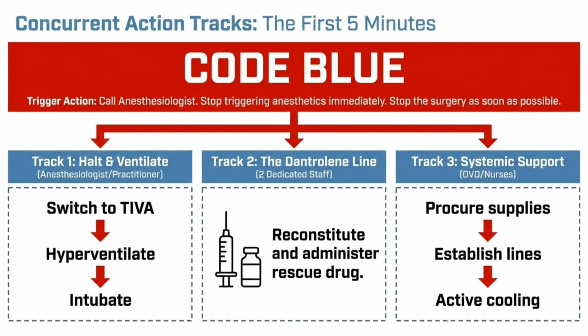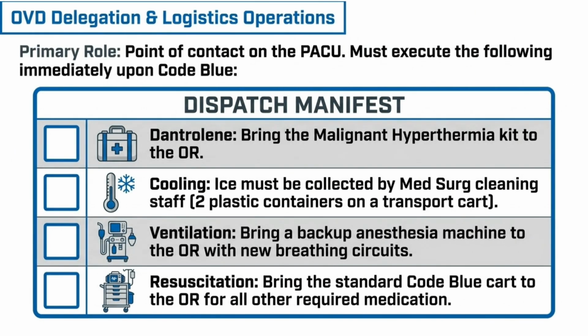Upon a code blue declaration, execute 3 concurrent action tracks: halt triggering agents and ventilate, prepare the Dantrolene line, and provide systemic support. OVD team members must immediately dispatch the manifest, bring the MH kit, cooling supplies, a backup anesthesia machine, and the standard code blue cart to the operating room.